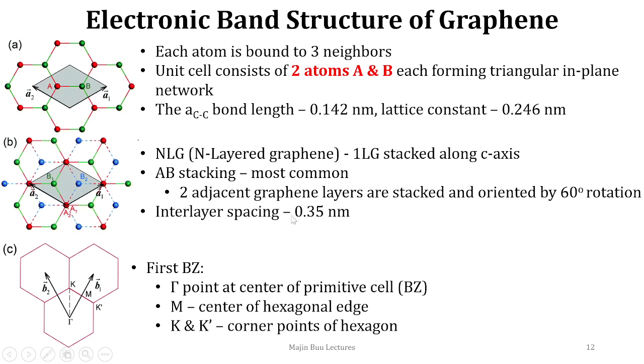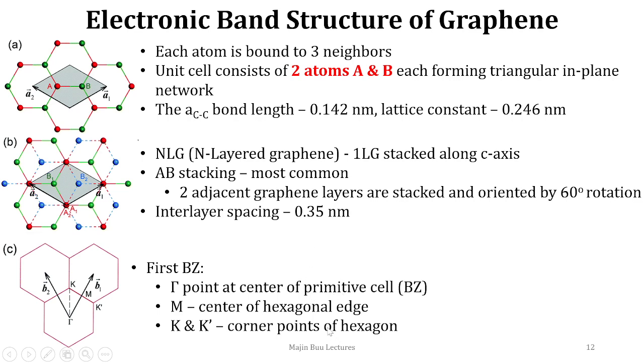Now, in the case of, say, a two-layered graphene, the arrangement is such that the layer that stacks above the existing layer is going to have its atoms positioned in such a way that they fill the gaps of the existing hexagonal structure when seen from the top view. And these layers are generally oriented by a 60-degree rotation, and they have an interlayer spacing of almost 0.35 nanometer, which happens to be the most common stacking arrangement in two-layered graphene, called the AB stacking arrangement.